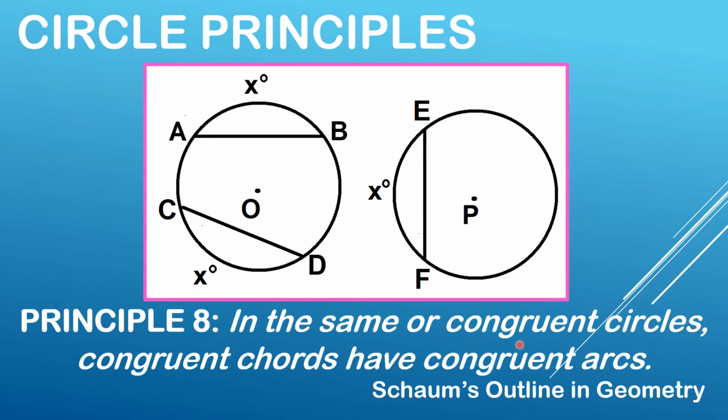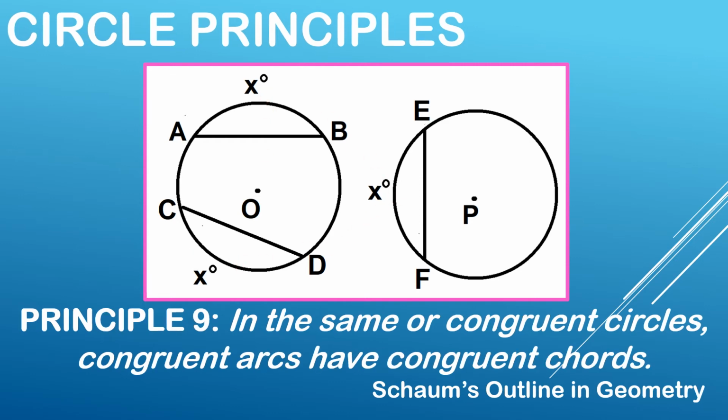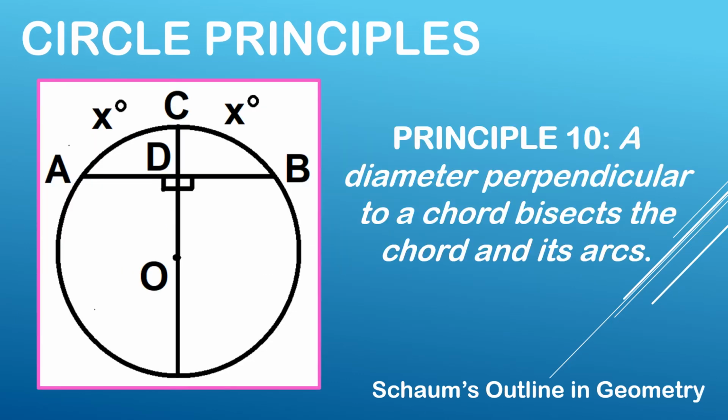Principle 8. In the same or congruent circles, congruent chords have congruent arcs. So within a circle, if these chords are congruent, then its corresponding intercepted arcs are also congruent. Now if these two circles are congruent and these chords are also congruent, then these arcs must also be congruent. Principle 9. In the same or congruent circles, congruent arcs have congruent chords. So this is the converse of the previous principle.